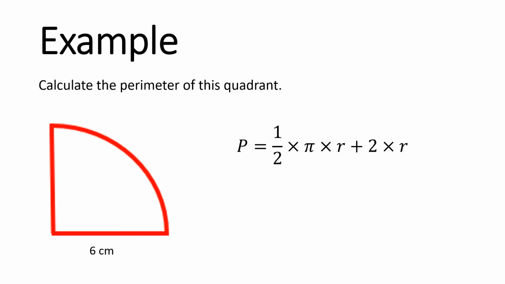Let's have a look at an example. Calculate the perimeter of this quadrant. So if we look at the picture, we can see that we have a quadrant, which is a quarter of a circle, and it has a radius of 6 centimetres.